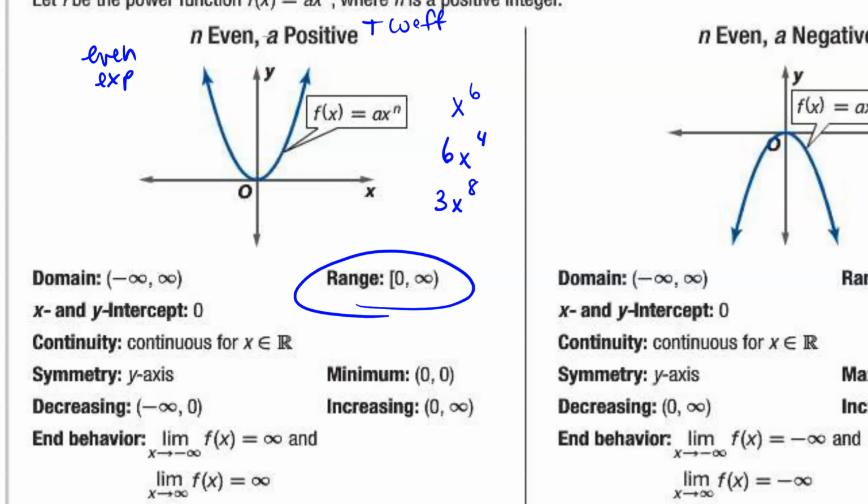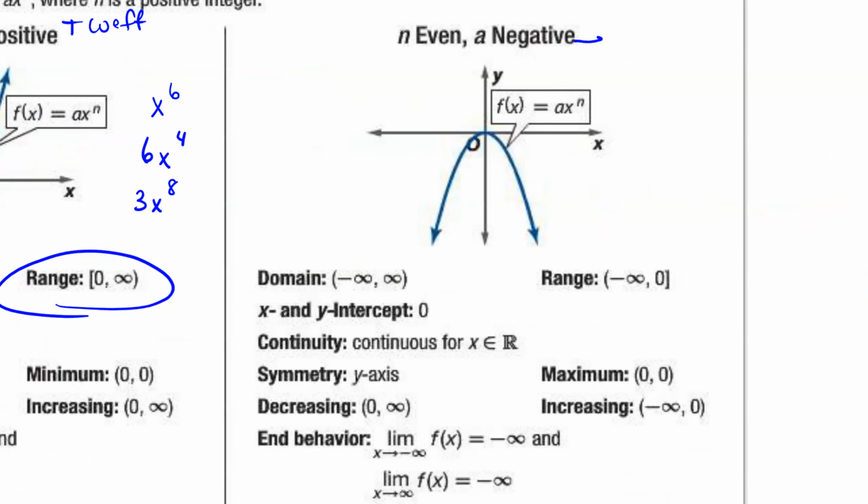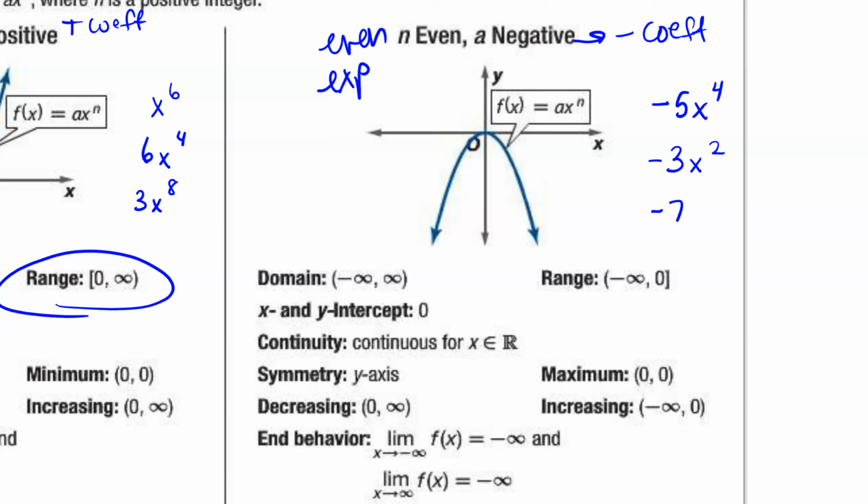What if I have negative x squared? So a negative coefficient, but an even exponent. Do you want to give me an example, Isa? Negative 5x squared. Perfect. Negative coefficient, even exponent. Ellie, another example? Negative 3. Good. Last example? Negative 7x. Awesome. So you guys got it, right?